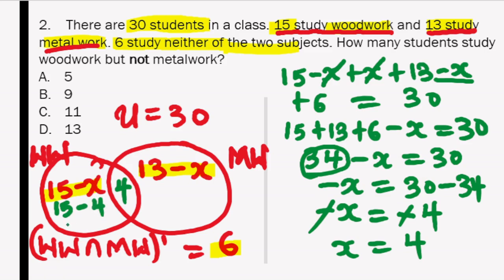x is what? 4. Now what is 15 minus 4? 15 minus 4 is 11. Now from the options, we have 11 to be option C. So the answer for question number 2 is C. Now let's move to question number 3.